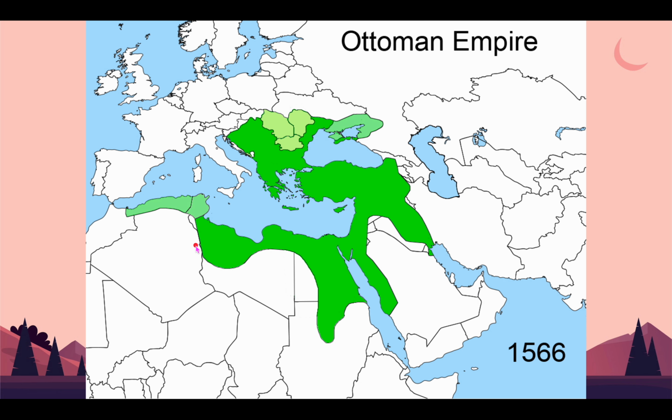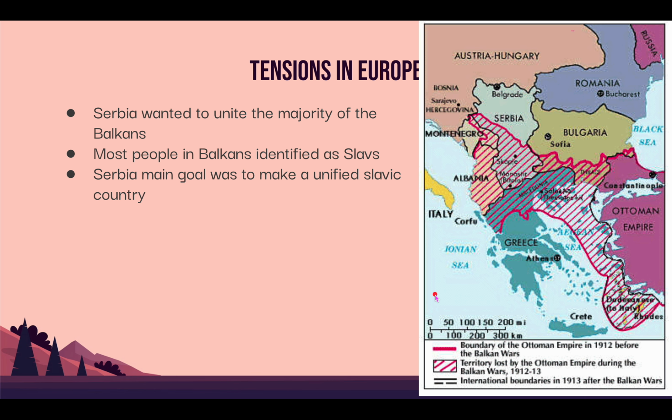So here's a map of the Ottoman Empire at its very height. As you can see here, it includes parts of North Africa, parts of Europe, as well as a big chunk of the Middle East.